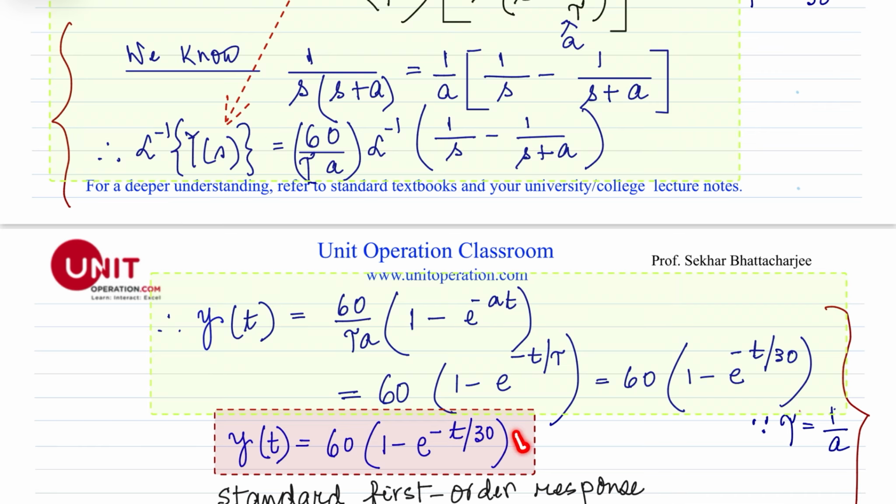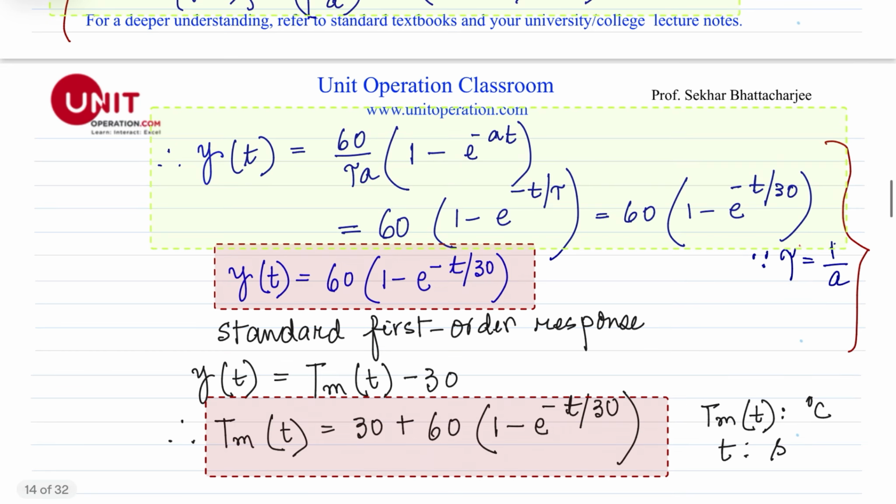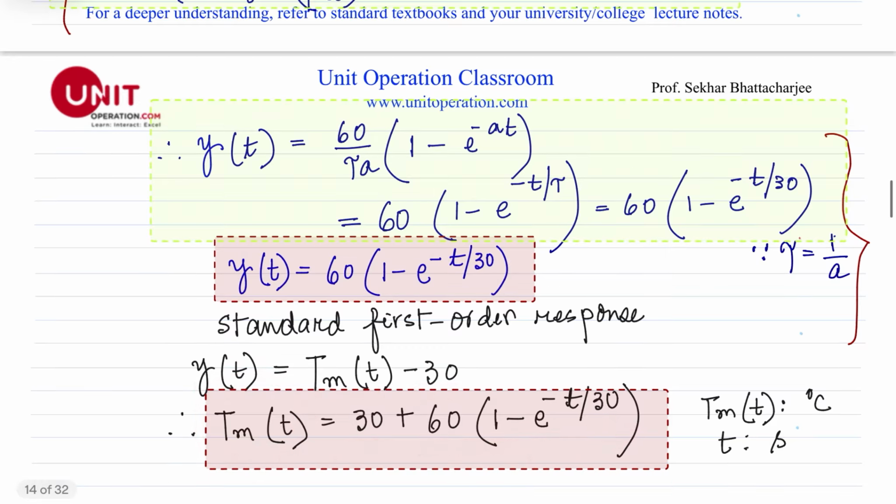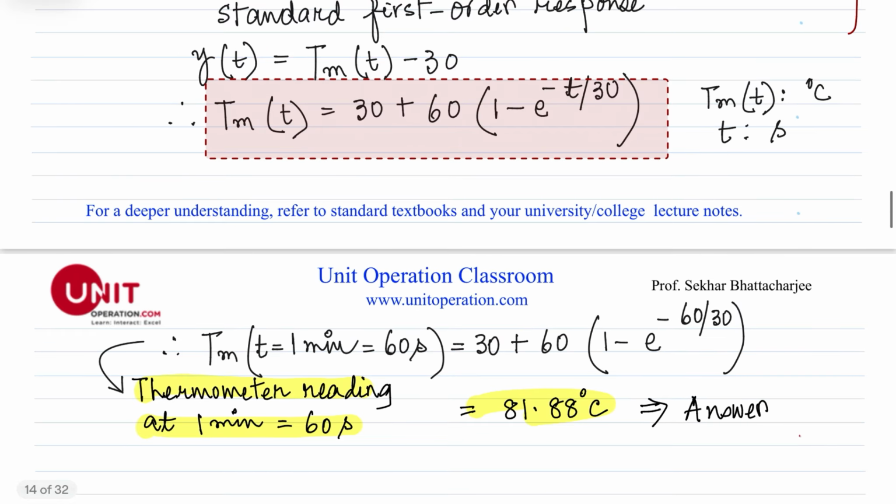And you know, the solution is y(t) equals 60 times (1 minus e to the power of minus t over 30). So y(t) is equal to T minus 30. So T_m(t), the temperature displayed by the thermometer at any time t, is going to equal 30 plus 60 times this function right here. At time t equals 1 minute, or 60 seconds, this is going to be equal to 81.9. So it is the same value we got initially by the first method.